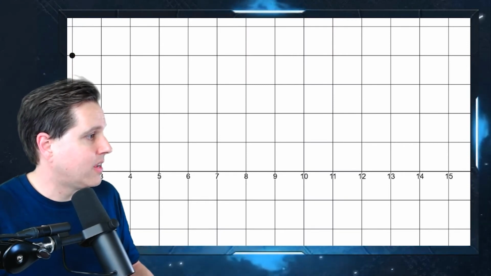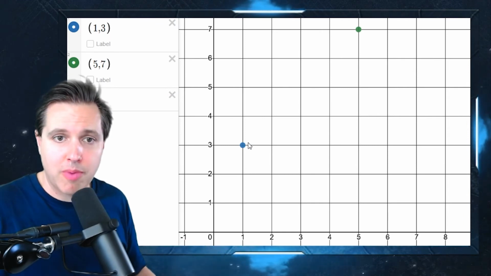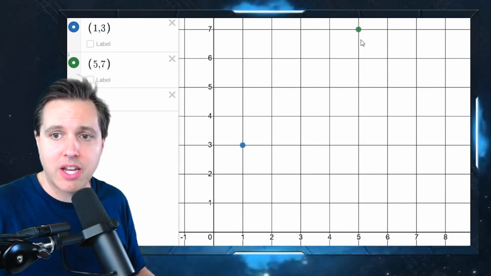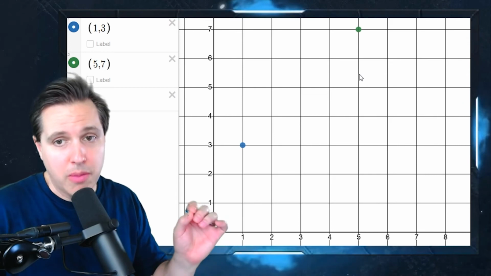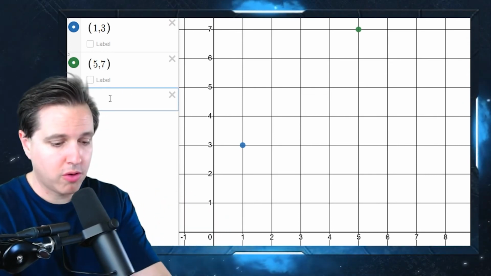Let's get rid of these. Let's say that we've got these 2 points that we're concerned about right here. We've got the point (1, 3) because you go over 1, up 3. We've got the point (5, 7) because you go over 5 and up 7. And we want to figure out what the midpoint is of those 2. So what we would do using our formula, we're going to make a point.